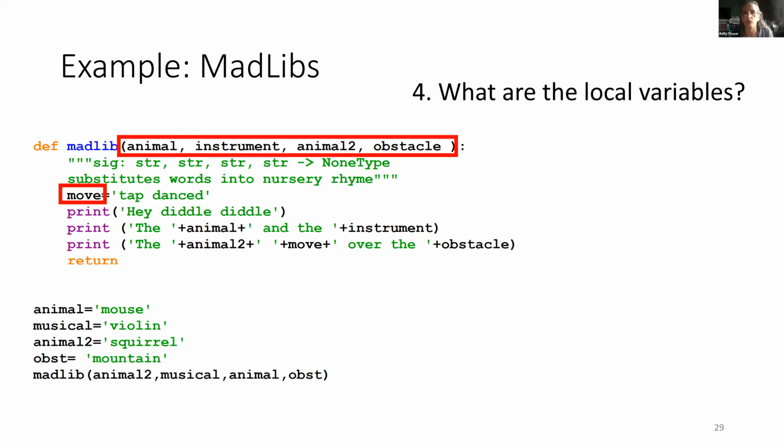Now, the next thing we want to know is what are the local variables? Do you remember we said that the input parameters are always local variables? The local variables are the conjunction of the set of inputs and also any variables that are defined inside of the program. So we have 4 inputs here: animal, instrument, animal 2, and obstacle. And move is a variable defined in the body of the function, which is also included in our local variable list.